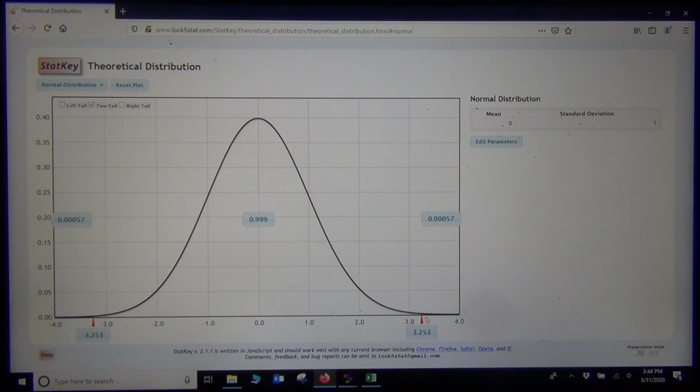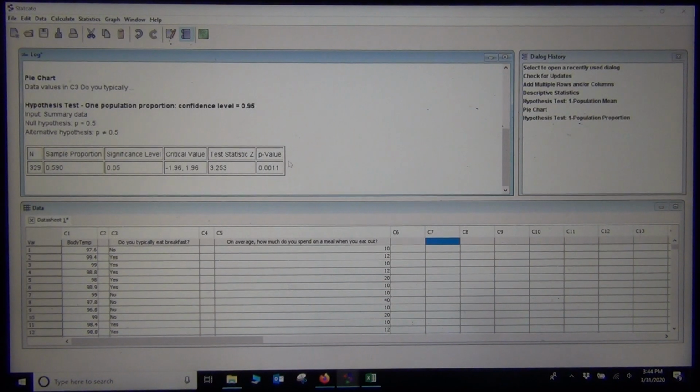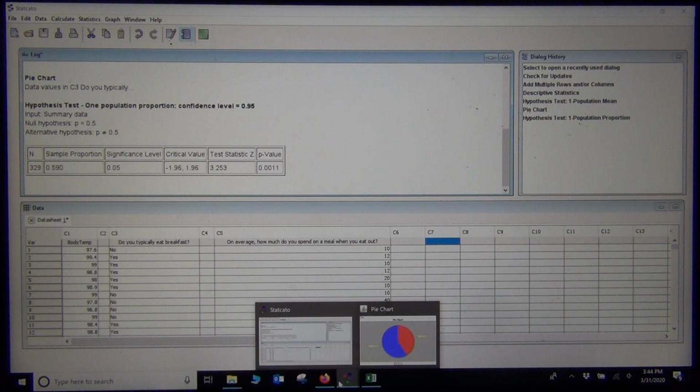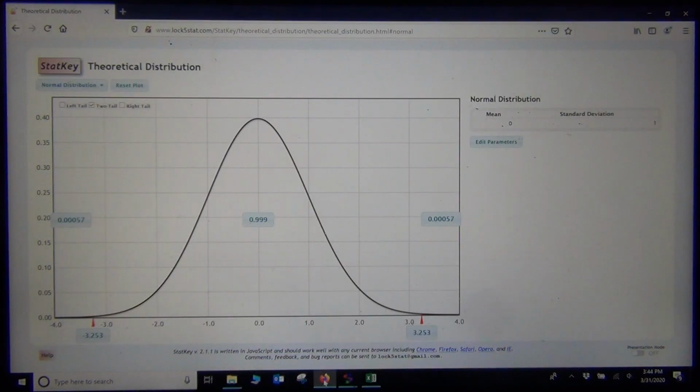So I found the percentage in the tail corresponding to the test statistic, but it also incorporated the other tail. So in a two-tailed p-value calculation, you actually add these two together. 0.0057 plus 0.0057 gives us the 0.0014 that Statcato gave us, right? Statcato gave us 0.0011. Actually, a little bit different. But that's the general idea.